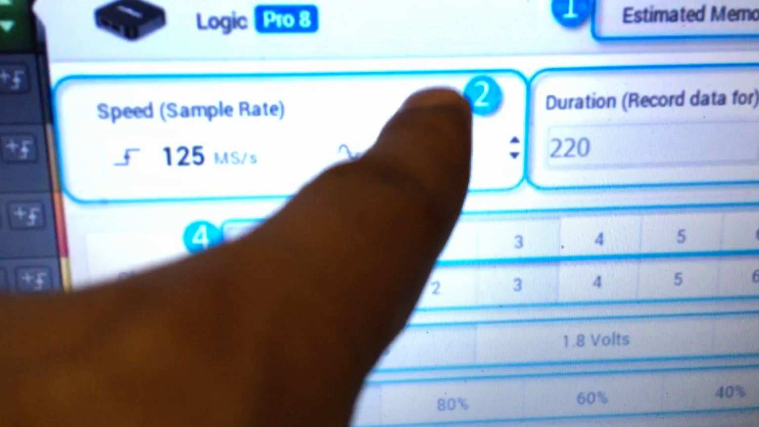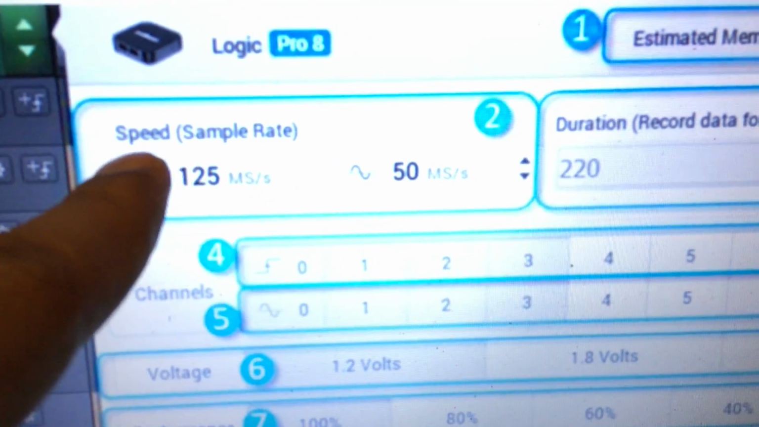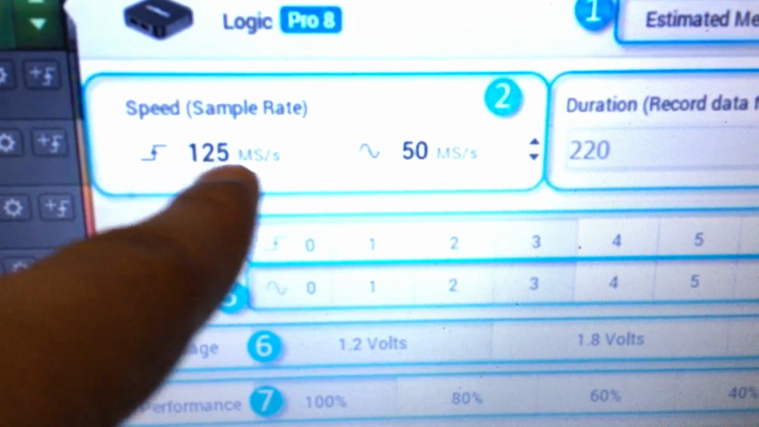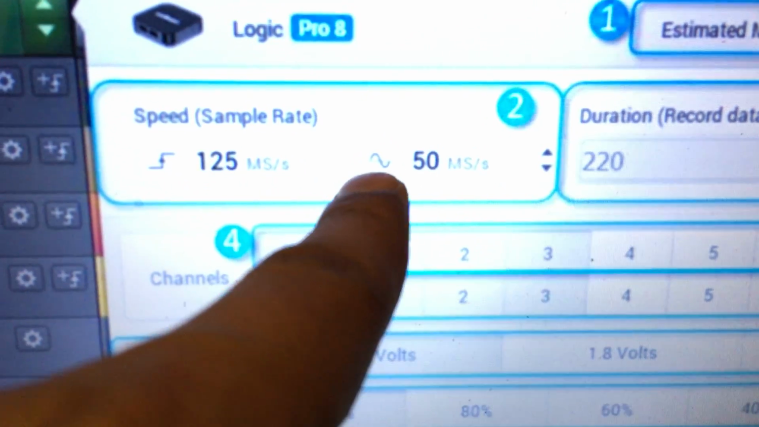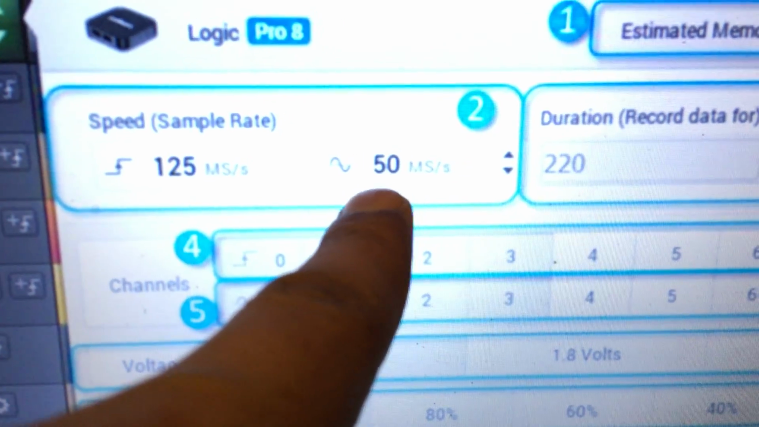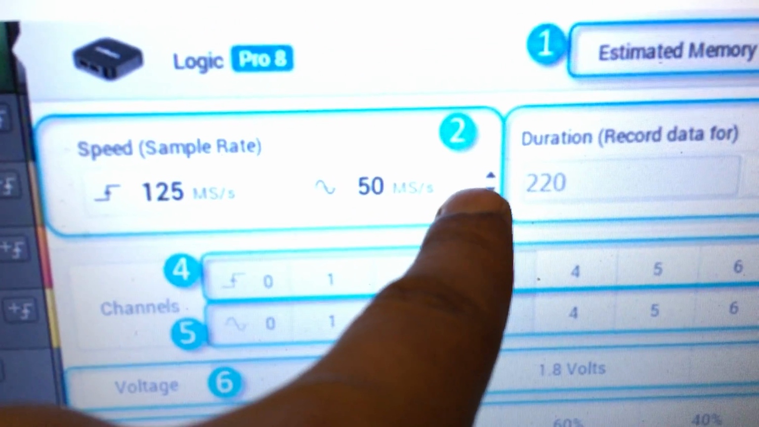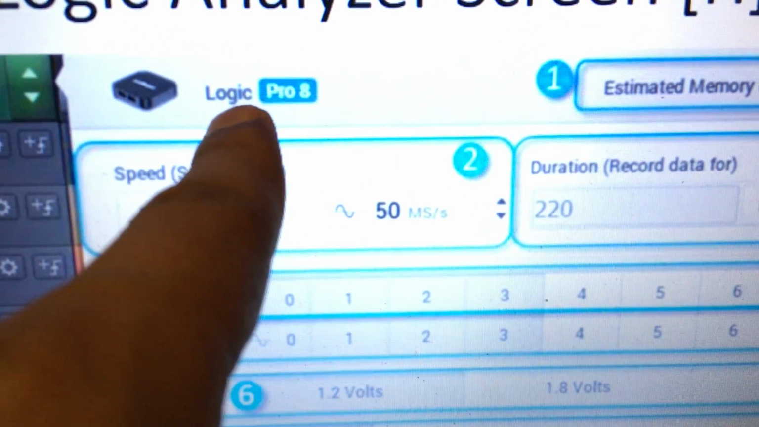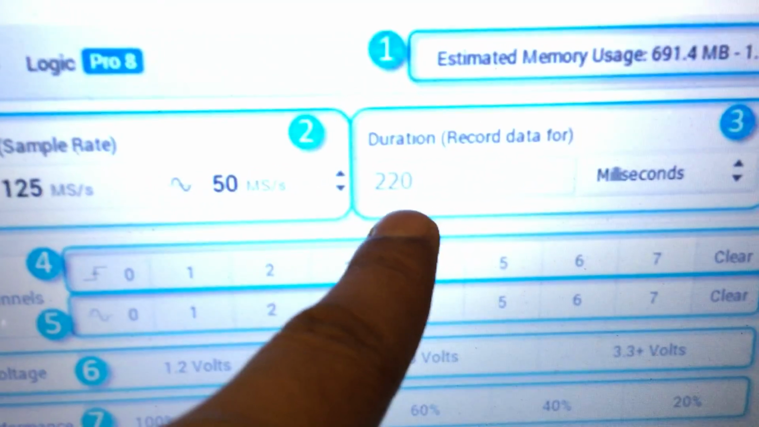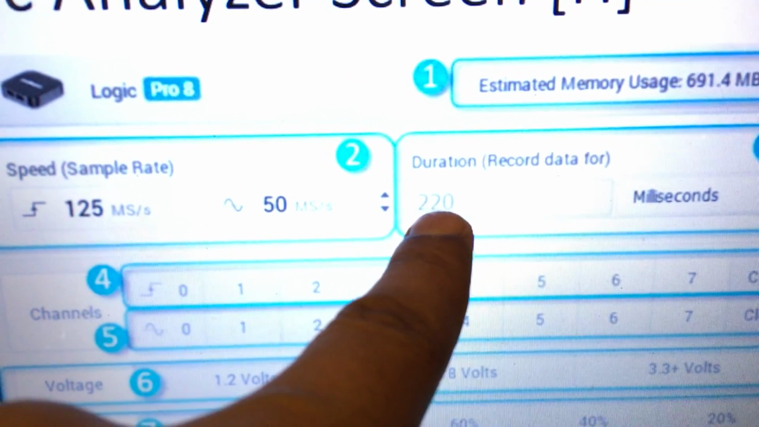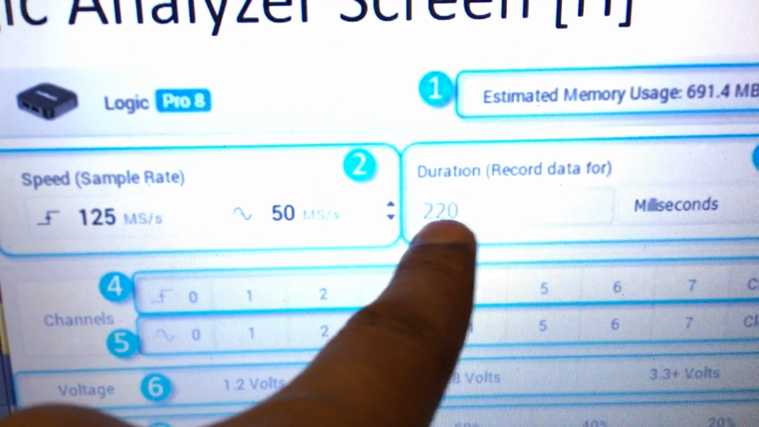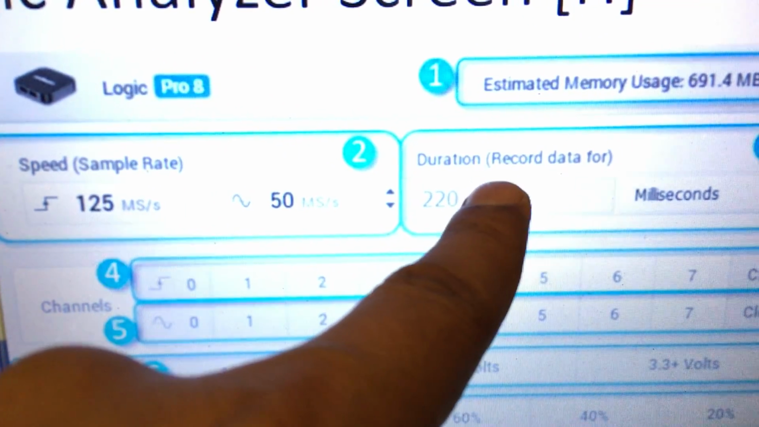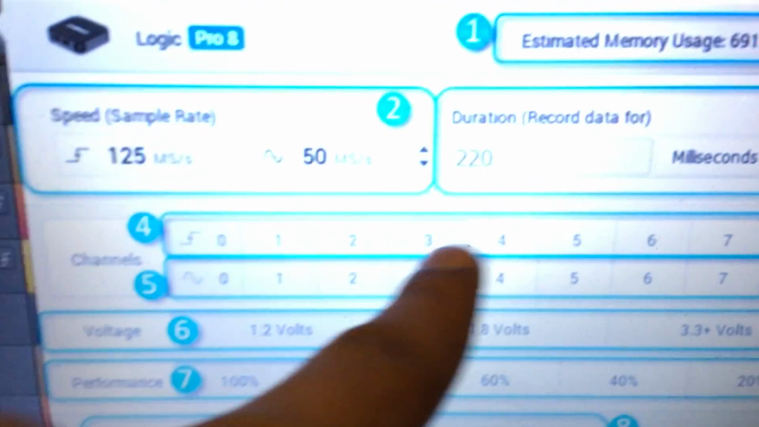Then this second part shows speed, that is sample rate. For example, for digital signals it is 125 megasamples per second, and for analog signals it is 50 megasamples per second. There is a selection combination box also. One can change the data rate depending upon which type of module you have selected. Then you can choose the duration of the time. This is 220 milliseconds for example, which also can be changed. So you can record the data for 220 milliseconds for example.